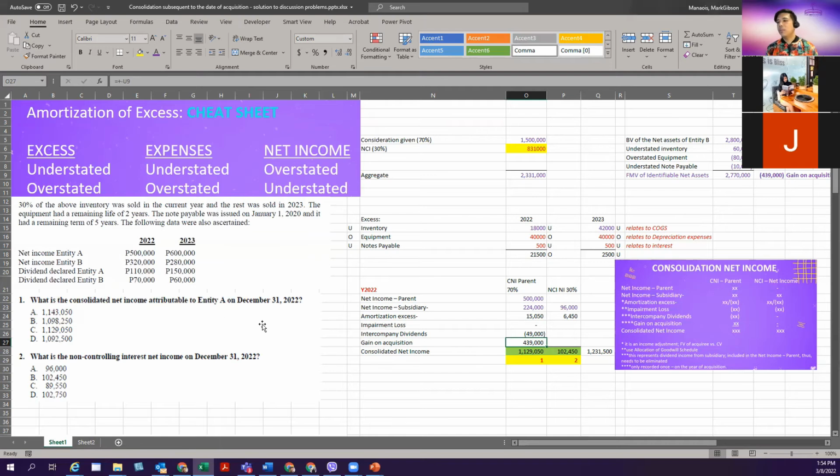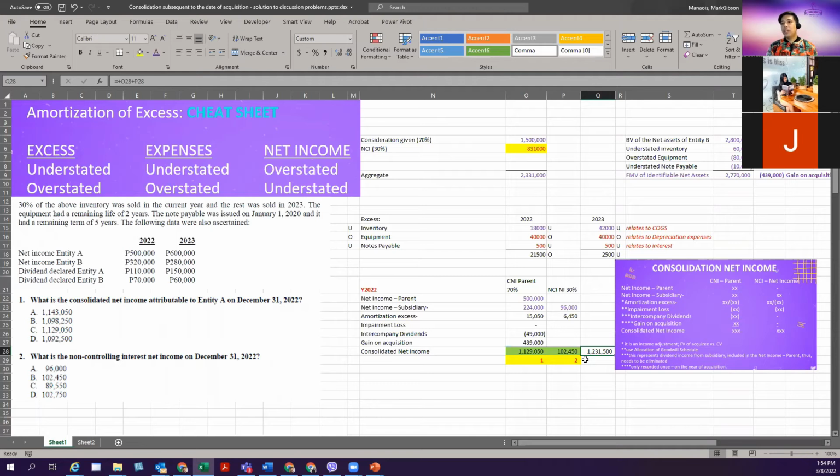Now we can compute requirement number 1. What is the consolidated net income attributable to entity A? It says 1,129,050. So letter C. And how much is the non-controlling interest net income? That's 30%, or 102,450. Now, if asked how much is the consolidated net income, all you have to do is add these two. So that's 1,231,500. So observe first, so we can proceed to the next.